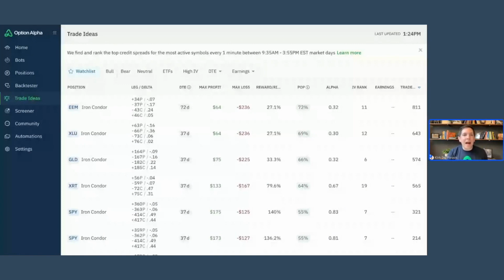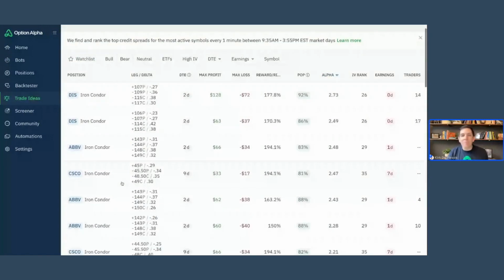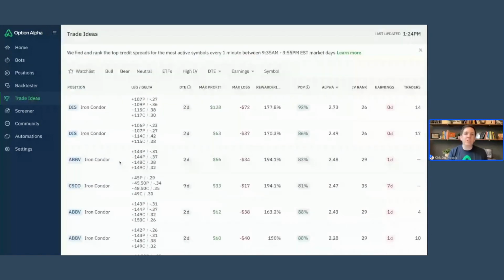Like for me, I don't necessarily care. Anybody who knows me would know this, right? I don't care about Disney and ABB and Cisco or Costco, whatever. I don't care about making trades in those. I'm pretty religious about trading mostly ETFs, if ever a here and there single stock trade, okay? Now, that's just me. Set up your watch list for whatever you want.